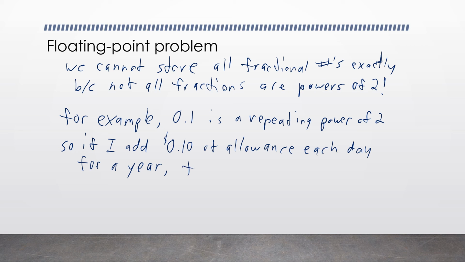The result is not an even $36.50. It's 36.500015. Okay, you can see the computer has made some errors in adding up this number. Now, I think nobody is going to get upset that my children are earning 1/1000th of a cent more each year on this pitiful $36 a year allowance that I'm giving them here.